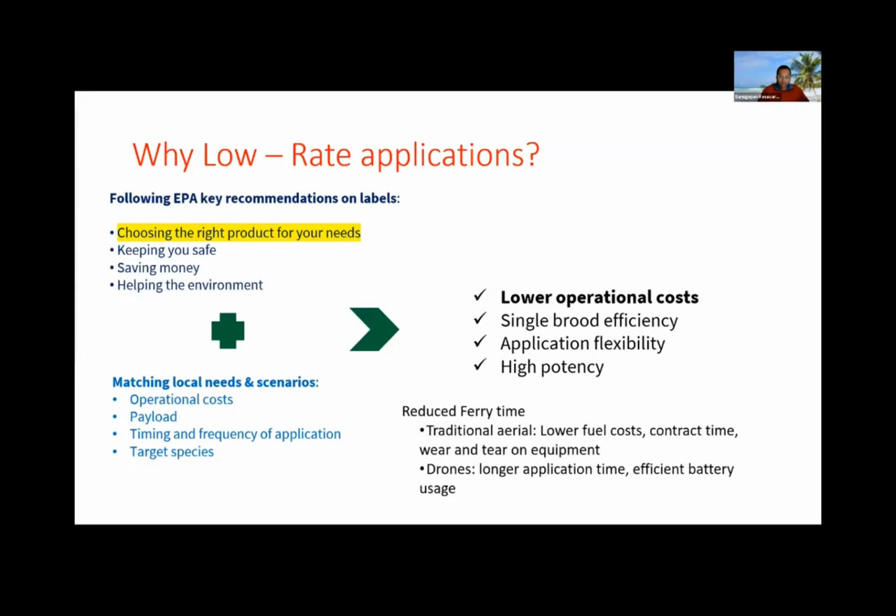One of the important things for the districts is lower operational costs. And what do I mean by that? When you have a low rate application, you have a reduced ferry time. So if you have a regular aerial application using an aircraft, the number of times that the aircraft has to go back and forth to refill is lower. Thereby you're saving on fuel costs and also on wear and tear on the equipment. And if you're contracting, then there is the time that the aircraft is up there spending for you doing all the applications.